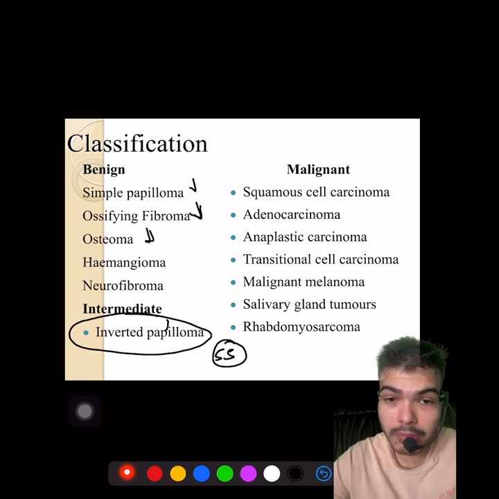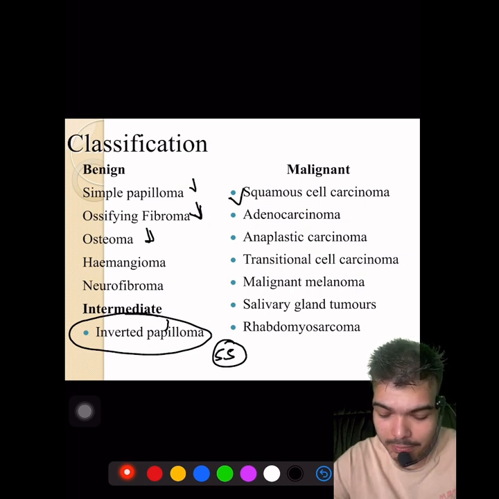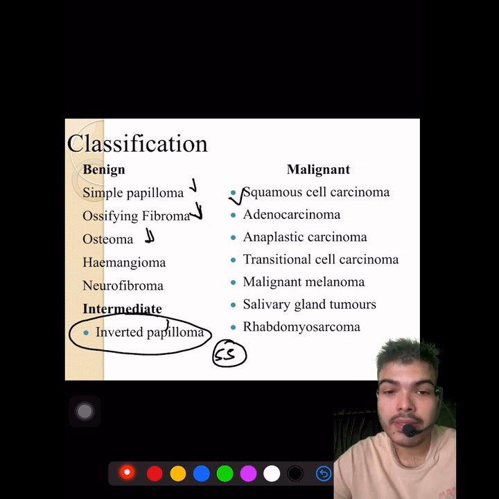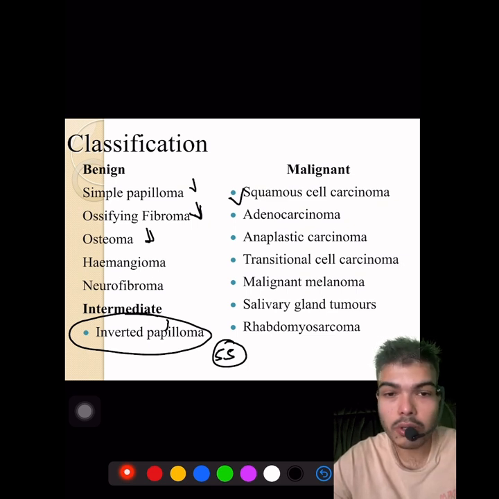The most important malignant tumors of the paranasal sinus are squamous cell carcinoma and adenocarcinoma. Anaplastic, transitional, malignant melanoma, salivary gland tumors, and rhabdomyosarcoma are also there. There is a salivary gland tumor part 1 video, and I'll be posting soon on different other parts also. Now let's talk about osteomas.